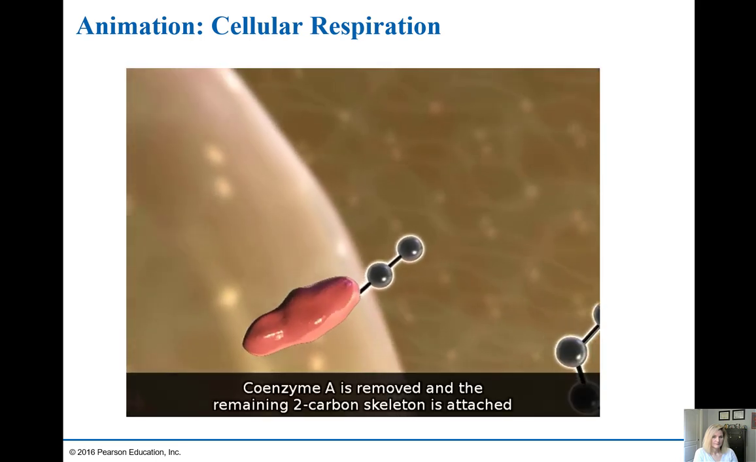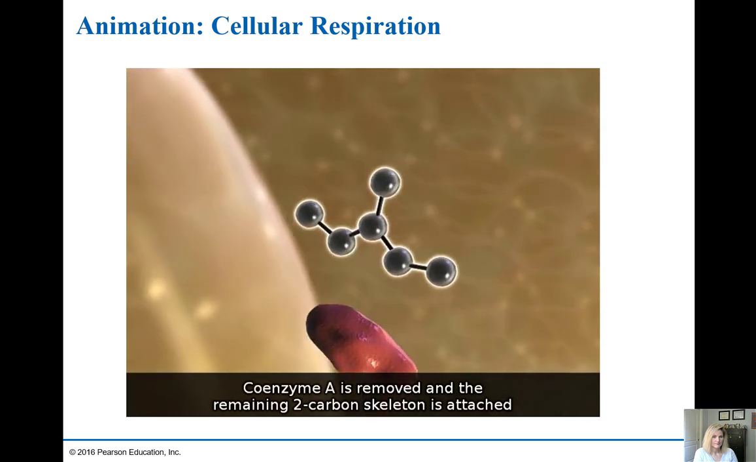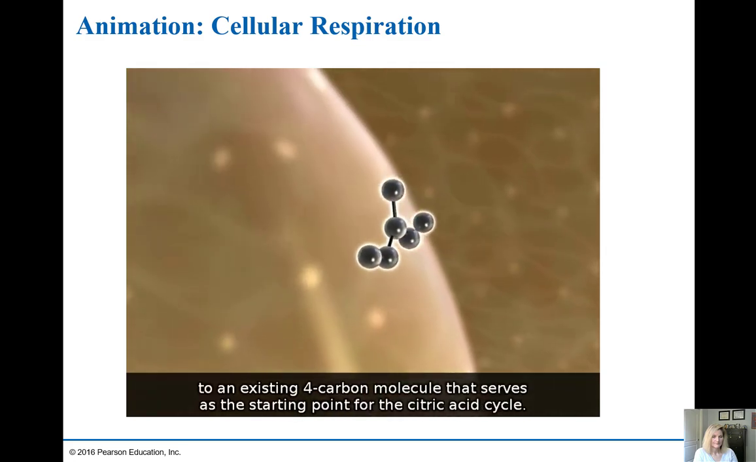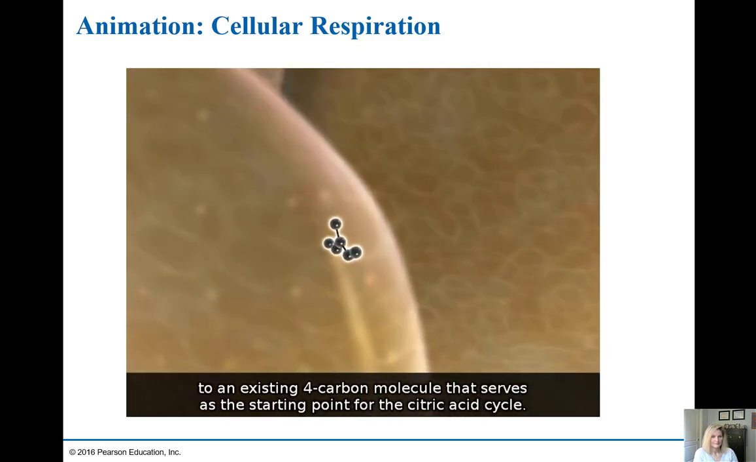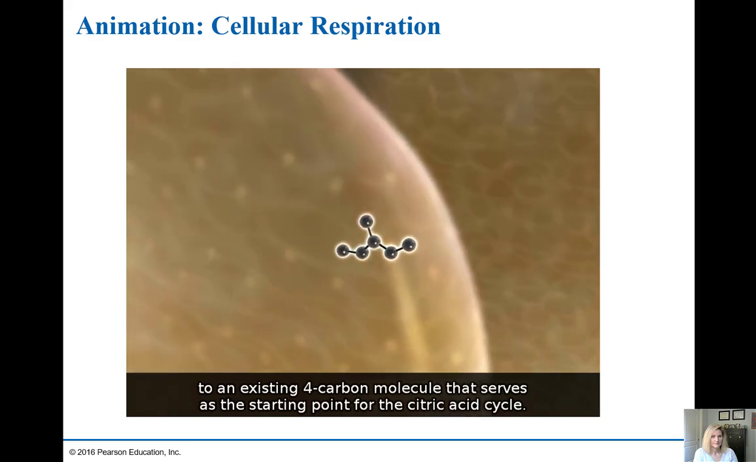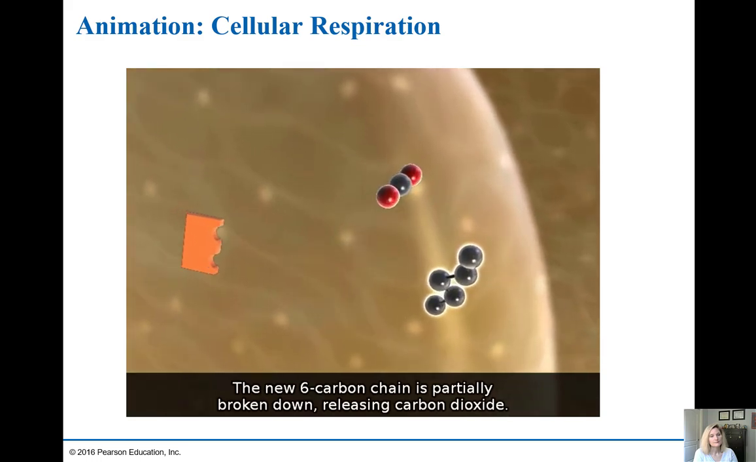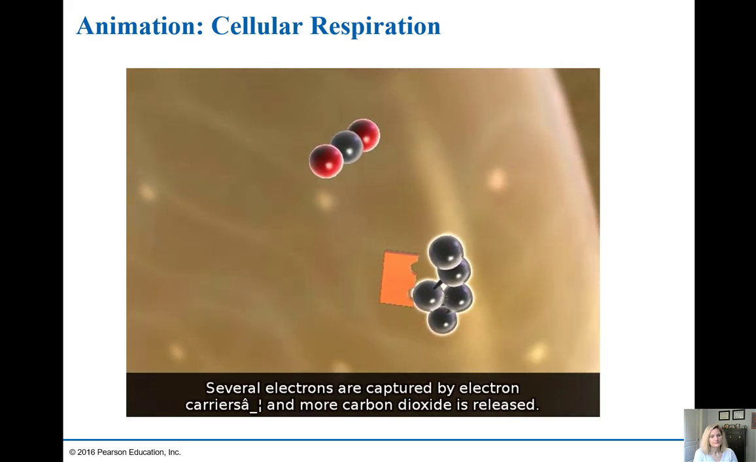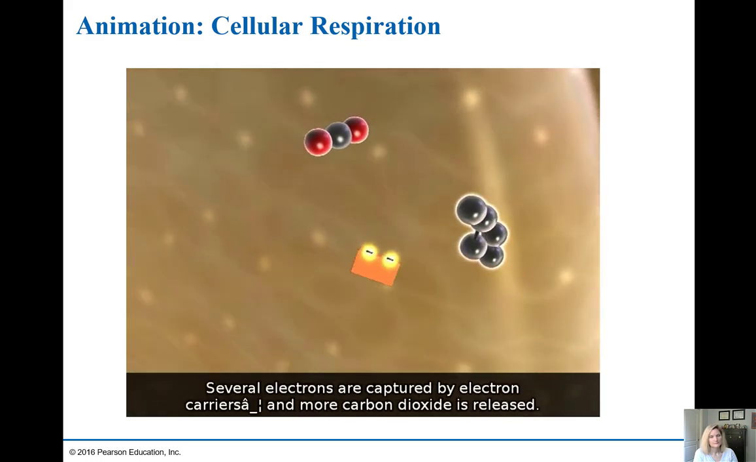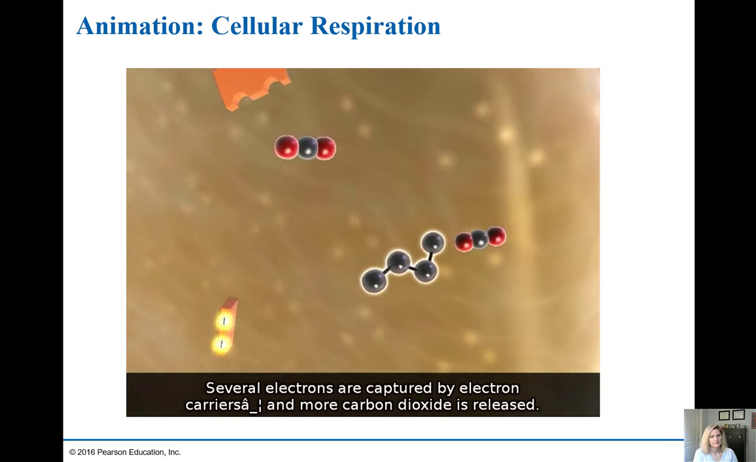Coenzyme A is removed, and the remaining 2-carbon skeleton is attached to an existing 4-carbon molecule that serves as the starting point for the citric acid cycle. The new 6-carbon chain is partially broken down, releasing carbon dioxide. Several electrons are captured by electron carriers, and more carbon dioxide is released.